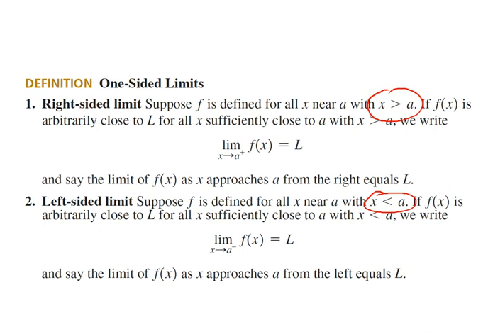And we use a little notation. We say as x approaches a from the right, so we use a little plus. And as x approaches a from the left, so we use a little minus. And so these split things up and we have just one-sided limits.